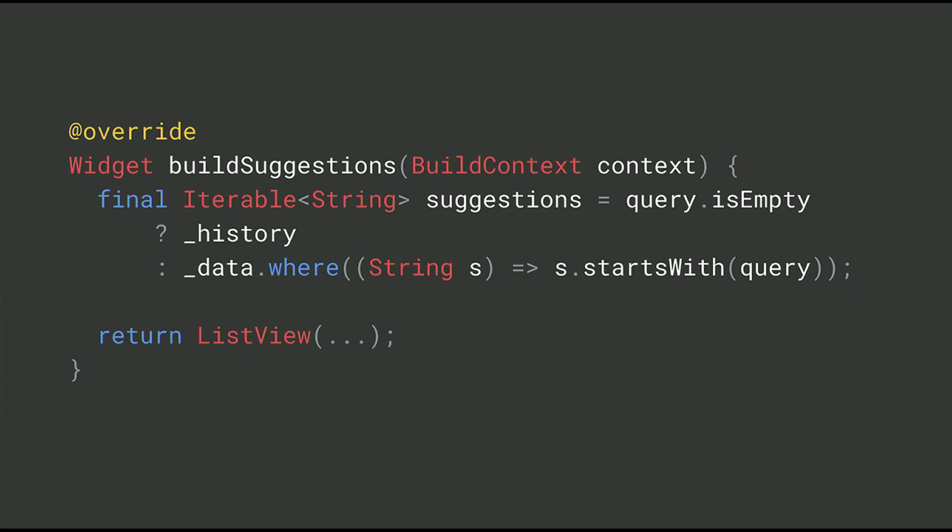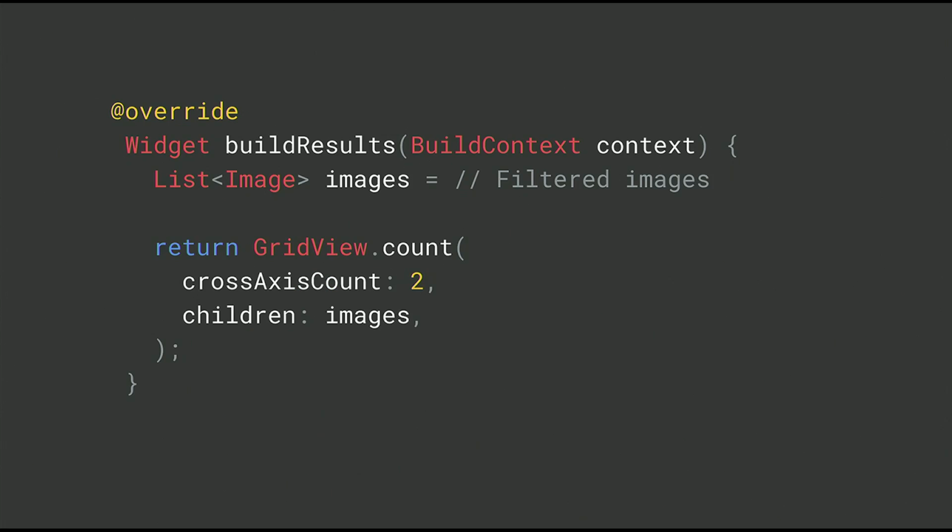Every search delegate has a query string. When it's empty, we return a list view populated with historical search queries. And when they've entered at least one character, it returns the strings that start with that query in a list view. For the results, we return a grid view with the correct images.